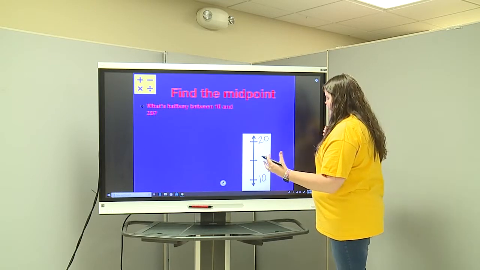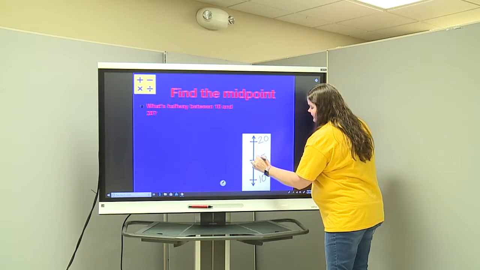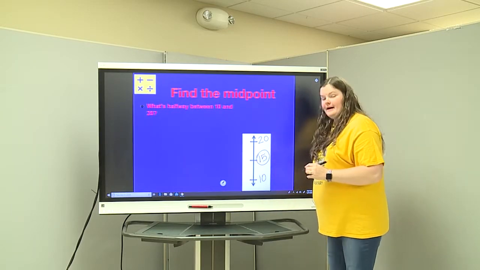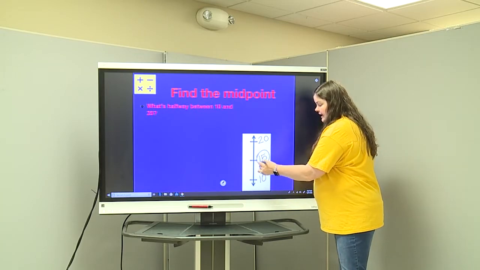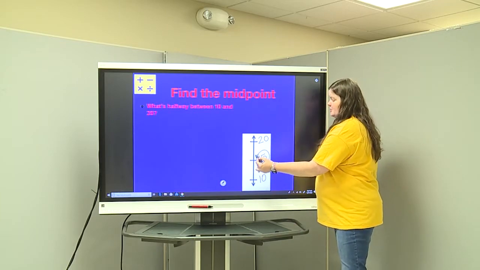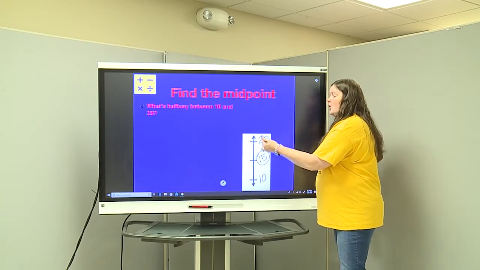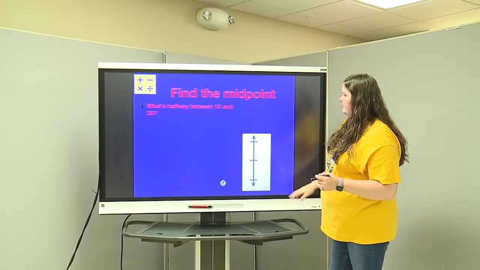So if you're thinking about that, you're going to have 10 at the bottom, and 15 would be that midpoint, right? So anything between 10 and 15 on the number line would go in between these two marks, and anything between 16 and 20 would go above that midpoint. All right, let's look at another example.